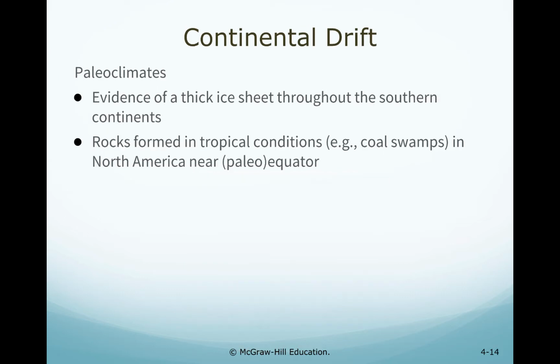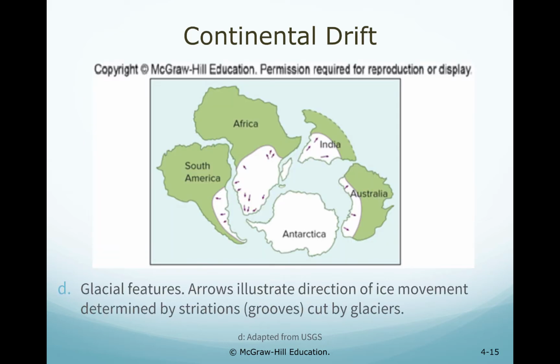Paleoclimates. The evidence of a thick ice sheet throughout the southern continents. Rocks formed in tropical conditions, for example, coal swamps in North America, which is near the equator. Glacial features. The arrows indicate the direction of ice movement, which was determined by the striations or grooves cut by the glaciers. If you've ever been in an area where a glacier has melted, you can actually see where the glacier made these striations in the land. It's quite interesting.